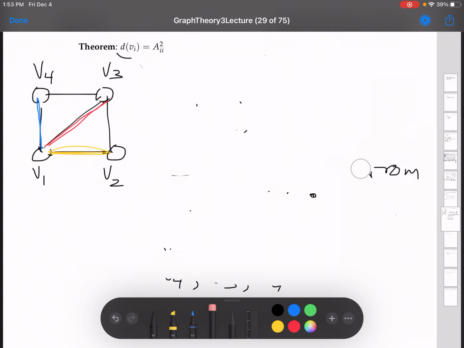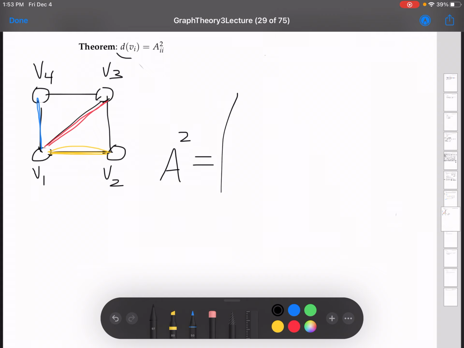And so what does this mean for the matrix A squared? It means that down the diagonal in A squared are the degrees. The degree of V1 is 3. The degree of V2 is 2. The degree of V3 is 3. And the degree of V4 is again 2. So there are the diagonal entries of our adjacency matrix squared. It's not the adjacency matrix, which is all zeros and ones. A squared is not going to have just zeros and ones because we're talking about the number of two-edge walks.